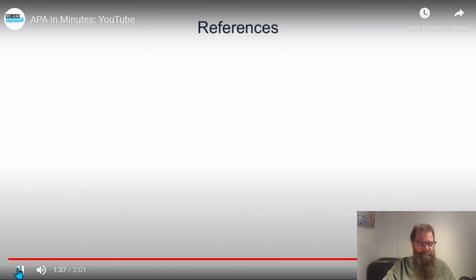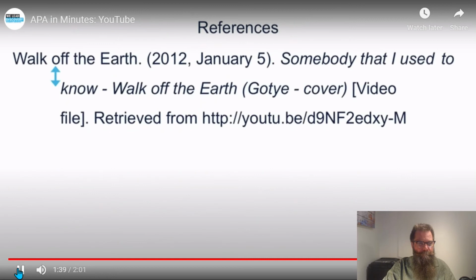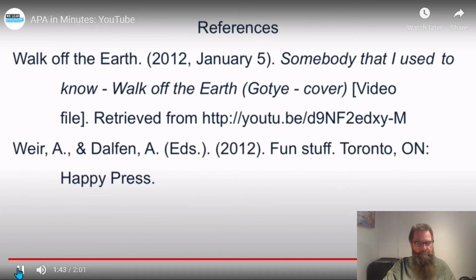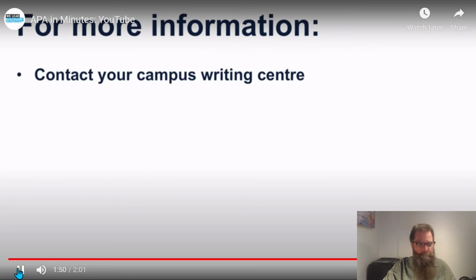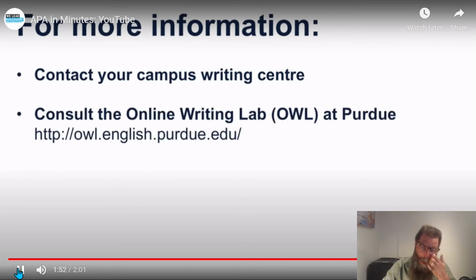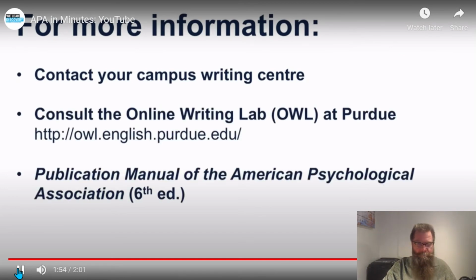Your reference list is at the end of your paper. Don't forget to double space and indent after the first line. Make sure to put your citations in alphabetical order. For more information and support with APA, book an appointment with your campus writing center, consult the online writing lab at Purdue, or refer to the APA manual in your library.